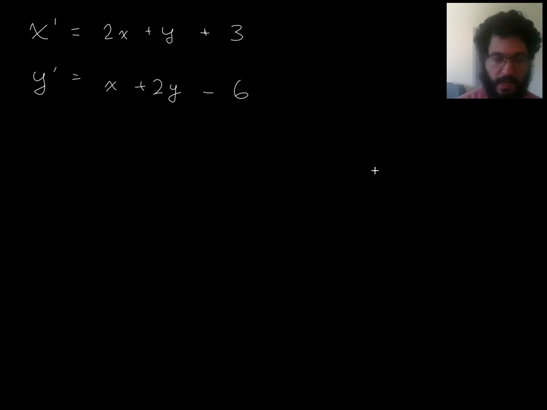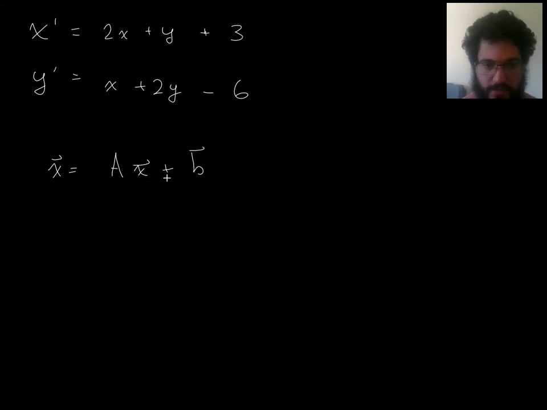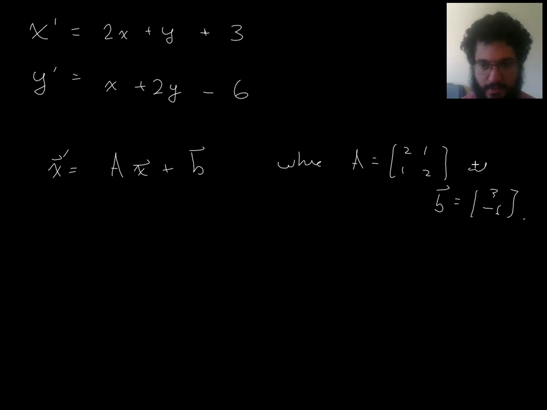All right, well, I can ask the same question here. What are the critical points? Here's an easy way to write this: x prime equals Ax plus b, where A is [2, 1; 1, 2] and b is [3, -6]. Okay, so now I don't need to bring in these numbers until they're needed.